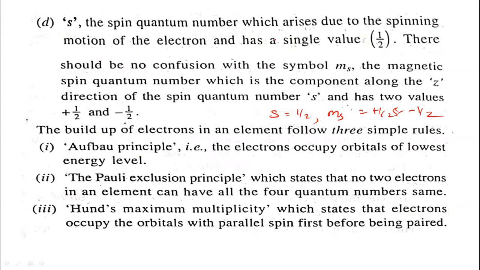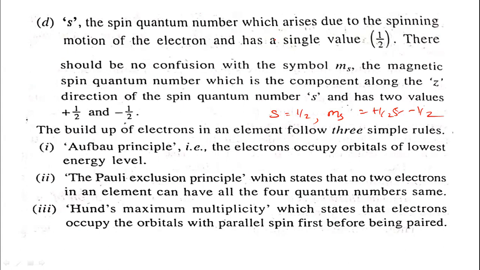Now, to build up the electronic configuration of an atom, we should be aware of three rules. First one is the Aufbau principle. What is the Aufbau principle? The electrons occupy the orbitals of the lowest energy level. First of all, the electrons enter the lowest energy level. For example, hydrogen, atomic number 1. The electron enters the 1s orbital first, then 2s, then 3s, like that. This is the Aufbau principle.